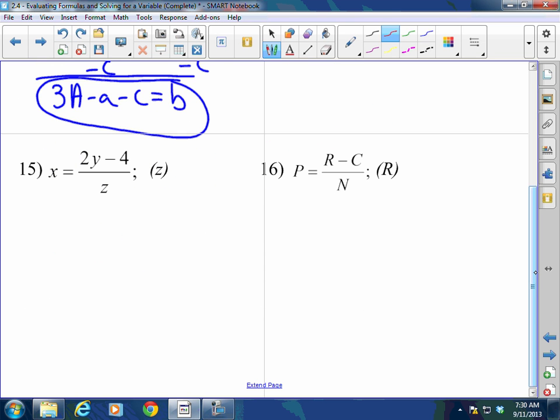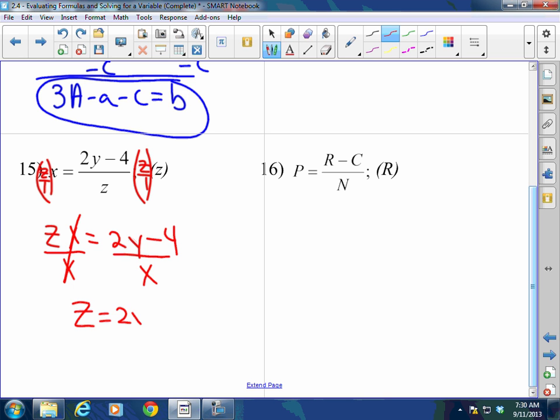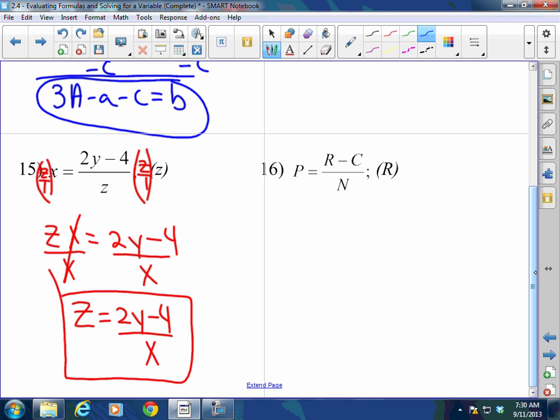Okay. x equals 2y minus 4 divided by z. Remember what I told you. Whenever it's in the denominator, I've got to bring it to the numerator. So I'm going to multiply z over 1 to both sides. So I have zx equals 2y minus 4. I want to solve for z. The relationship between z and x is multiplication. I cancel multiplication with division. I divide by x on both sides. z equals 2y minus 4 over x. Done.